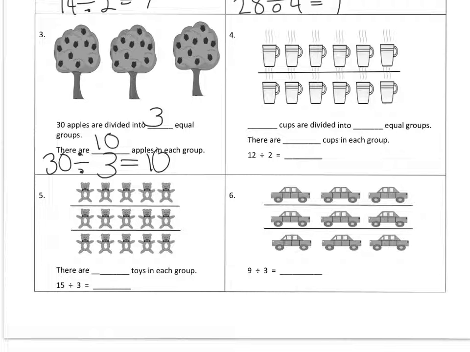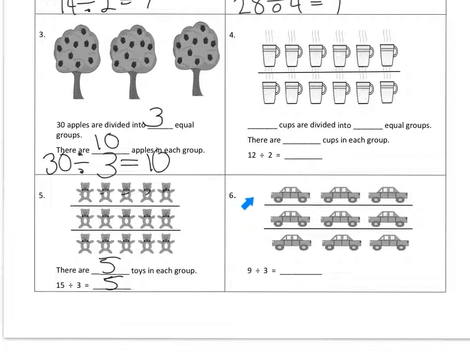So this 3 also represents 3 rows. There are 3 rows, 1, 2, 3. There are 15 total into 3 rows. How many on each row? If I count them 1, 2, 3, 4, 5, there are 5 toys in each group. 15 divided by 3 equals 5. And let's do this last one together real quick. Number 6.